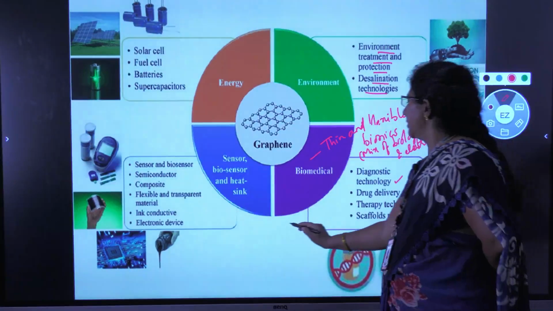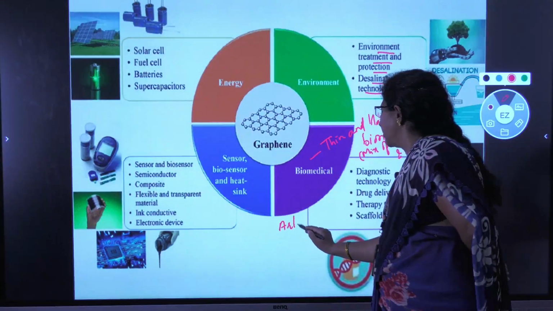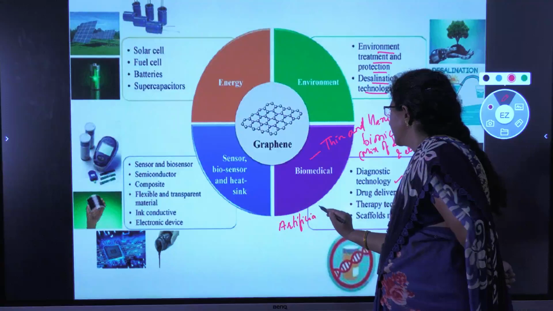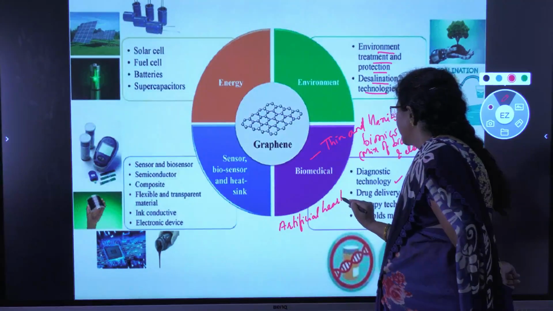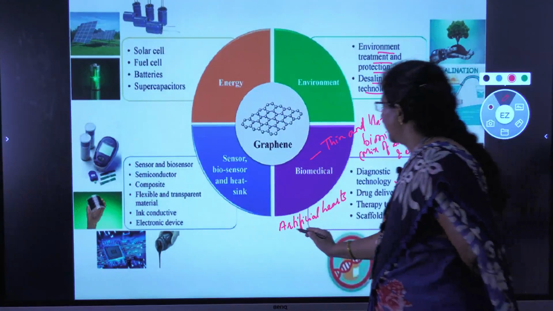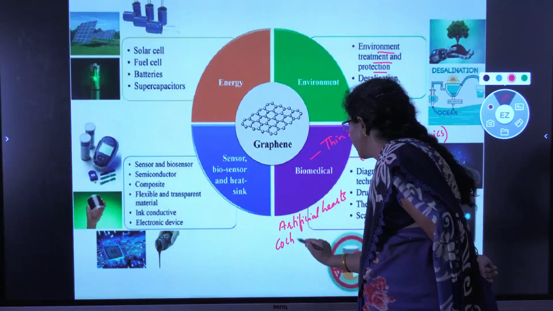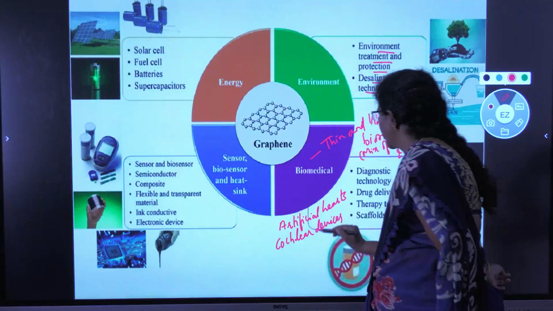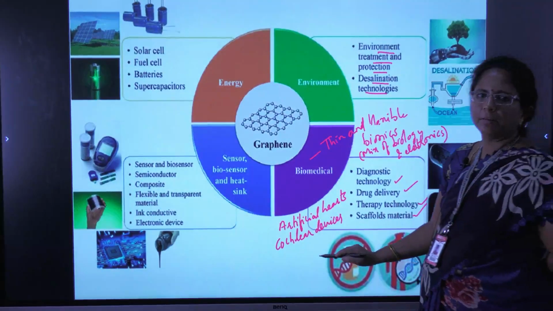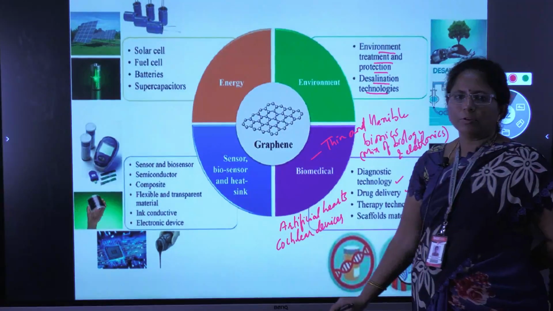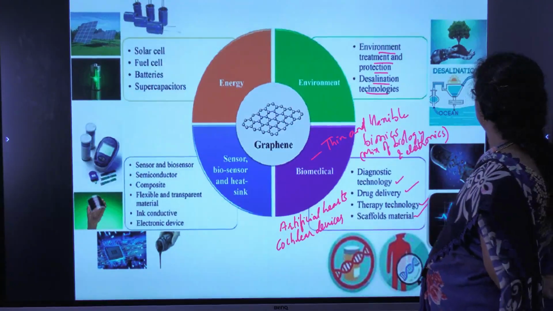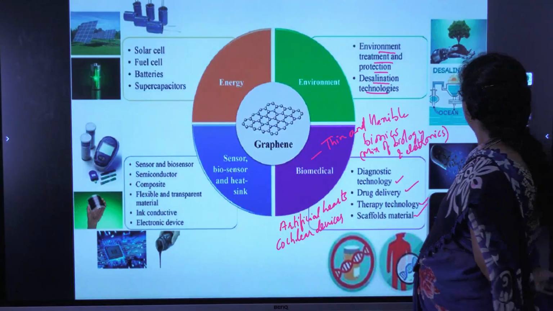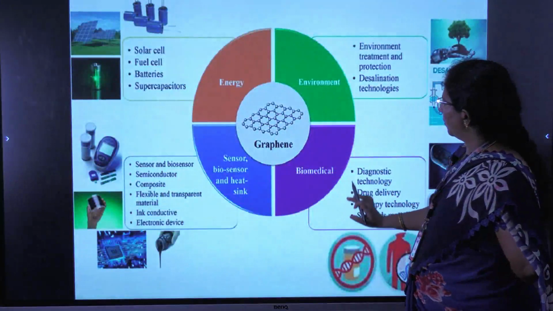It is also used in artificial hearts, and it is also used in cochlear devices which will assist the people with loss of hearing. So these are some of the applications of graphene.